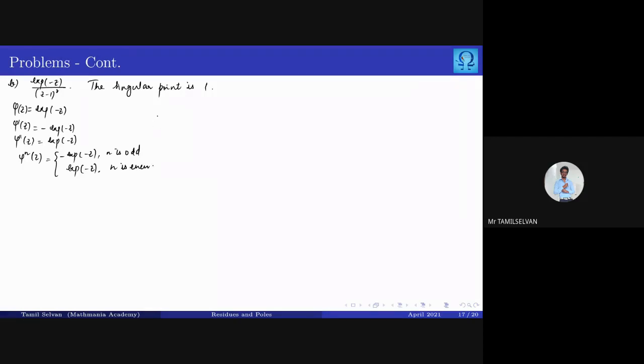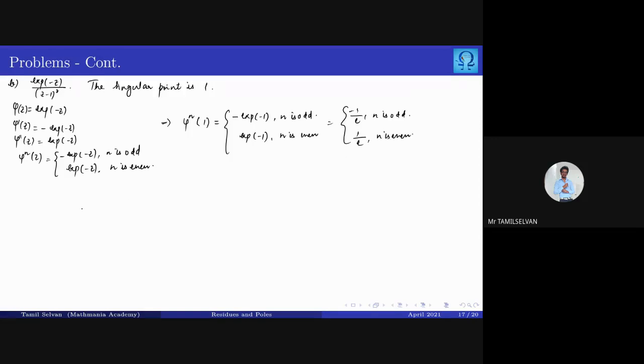So we have found the derivatives, and we'll have to find the derivative at the point 1. This is going to be minus exponential of minus 1 if n is odd, and exponential of minus 1 if n is even. Exponential of minus 1 means e to the power minus 1, that is 1 upon e. So minus 1 upon e when n is odd, and simply 1 upon e when n is even.